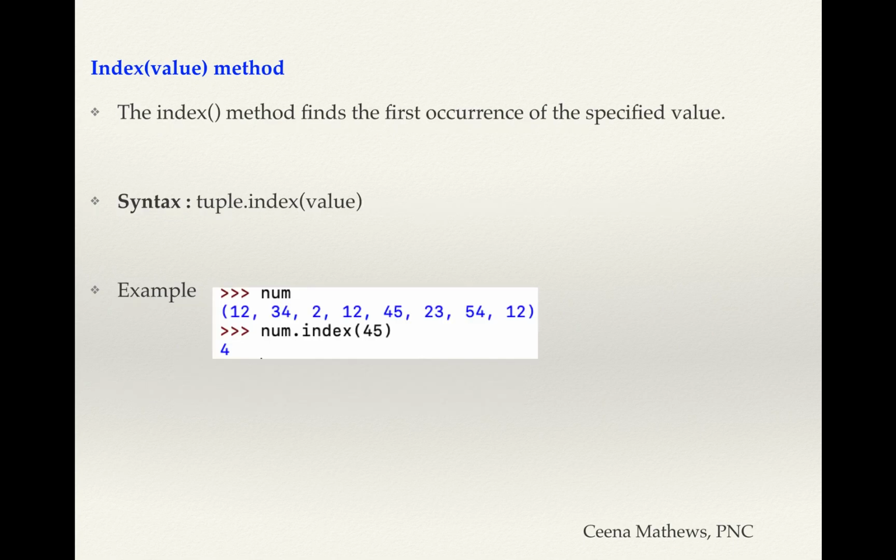Next is the index method, which also has the parameter value. It finds the first occurrence of the specified value, and the syntax is tuple object name dot index, within brackets the value. As you can see, the created num tuple has these values, and here I search for num dot index of 45, so it returns the index of the item 45. Here the first item has index 0, index 1, index 2, index 3, and 45 has index 4, so it returns as output 4.